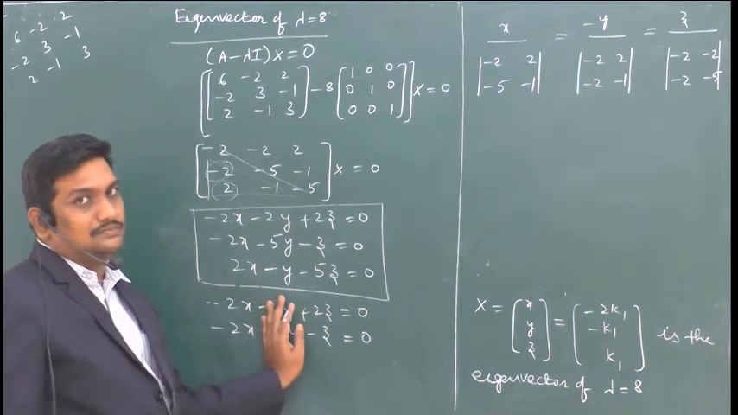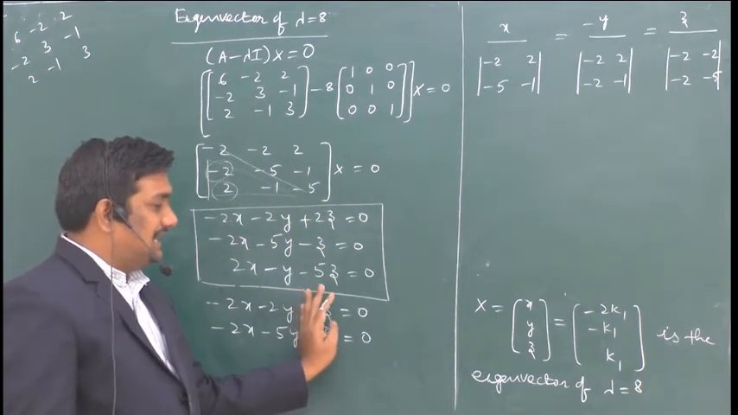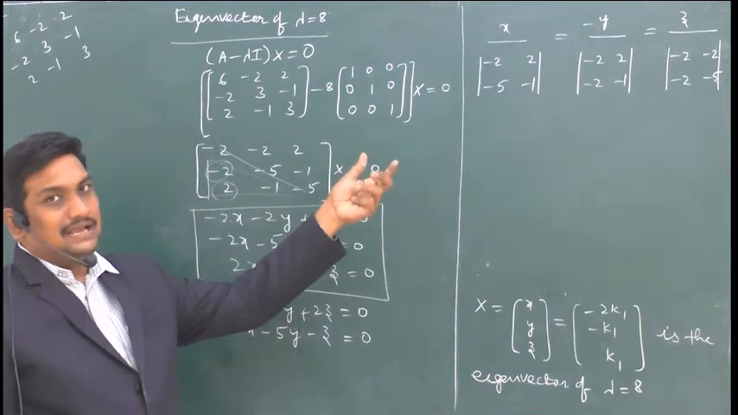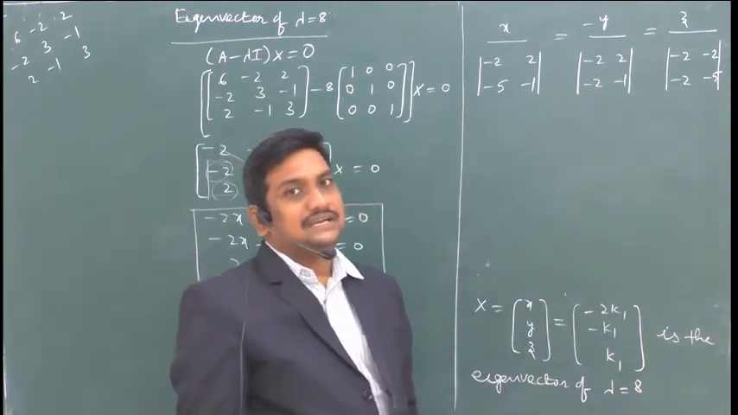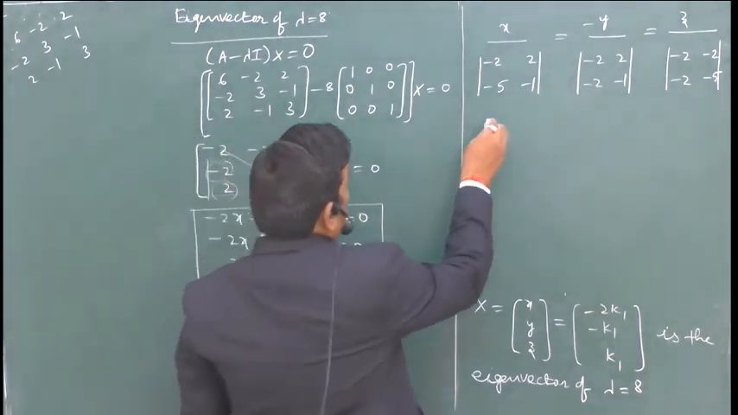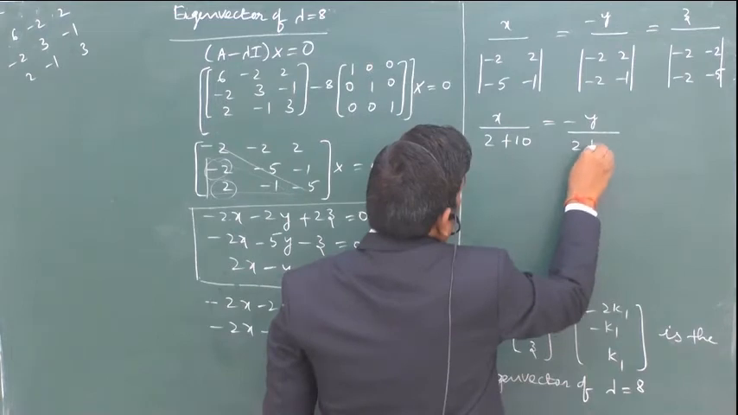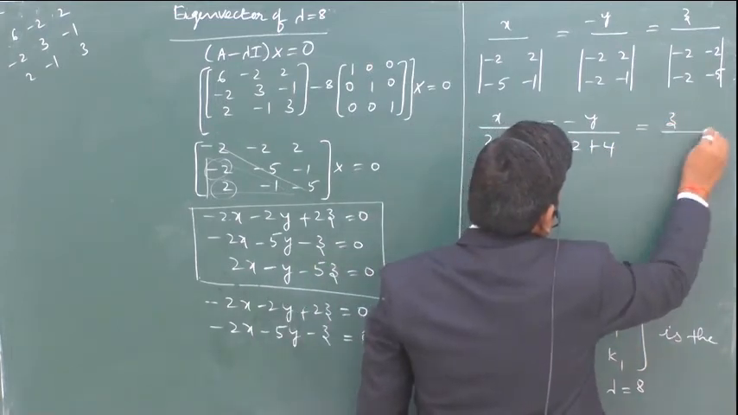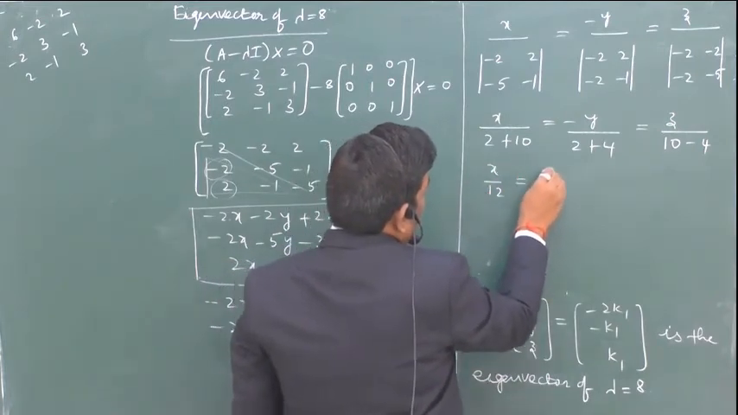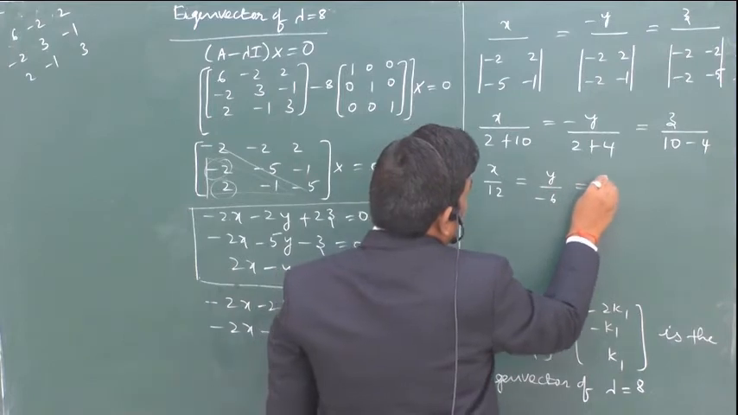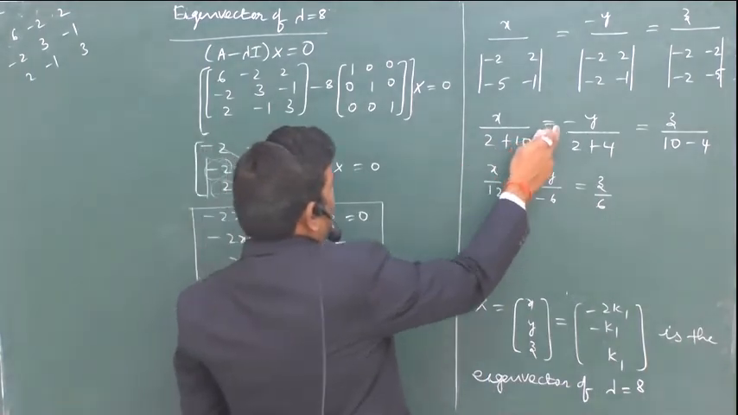By closing the second column, the coefficients will be in the middle denominator, and by closing the last column, the coefficients will be in the last denominator. Okay, so these are 2 by 2 determinants. You can expand using AD minus BC. It will be x by 2 plus 10, minus y by 2 plus 4, is z by 10 minus 4. Now it will be x by 12, y by minus 6, z by 6. Okay, so bring this minus to the denominator.